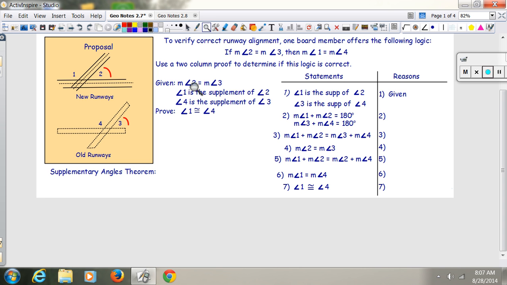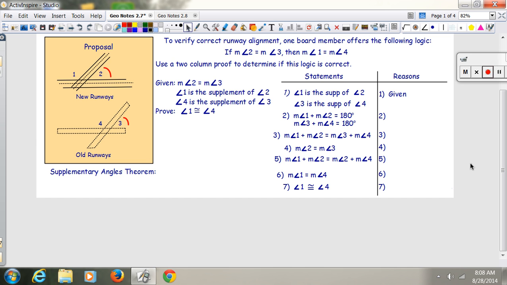Okay, so 2 and 3 are congruent, or equal. So that's one thing we know and given. 1 is the supplement of 2, and 4 is the supplement of 3. Those are also given. And we want to prove that 1 and 4 are congruent. Now remember, things have to go logically, so your second step should build off your first step.